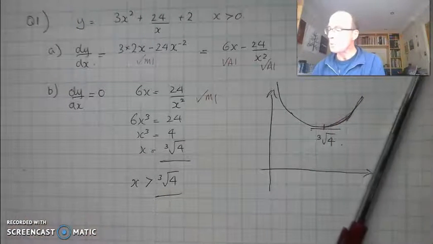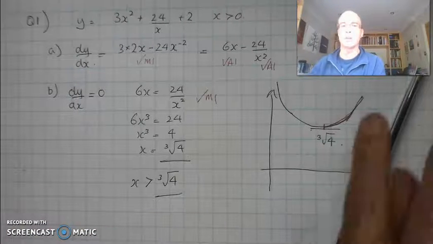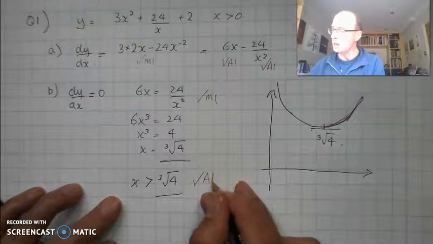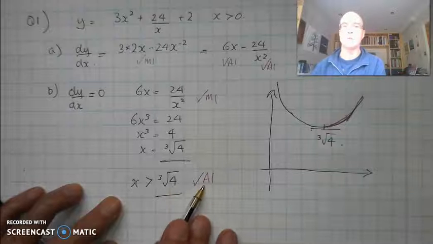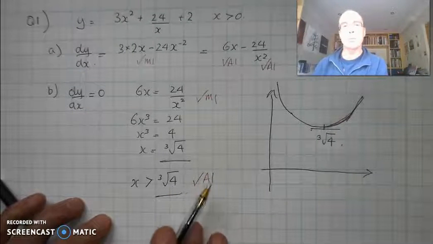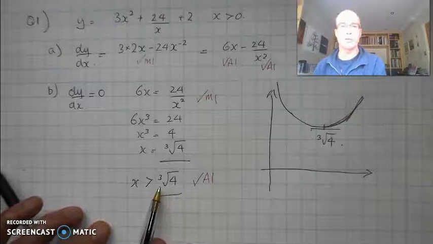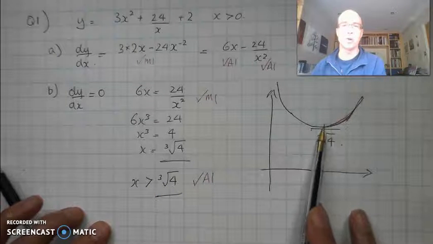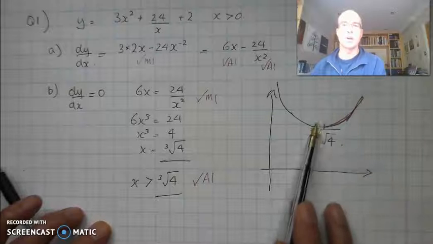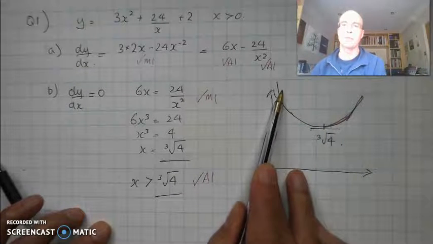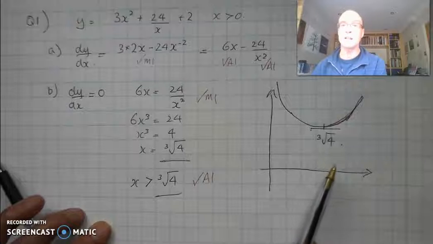This question was in some ways a little bit generous because by coming up with x greater than the cube root of 4, it gave me my accuracy mark. In an A-level question though, it would probably have expected me to justify why I've chosen the values greater than the cube root of 4. So why was I looking for these values rather than x less than the cube root of 4? The easiest way to do that is to draw your sketch.